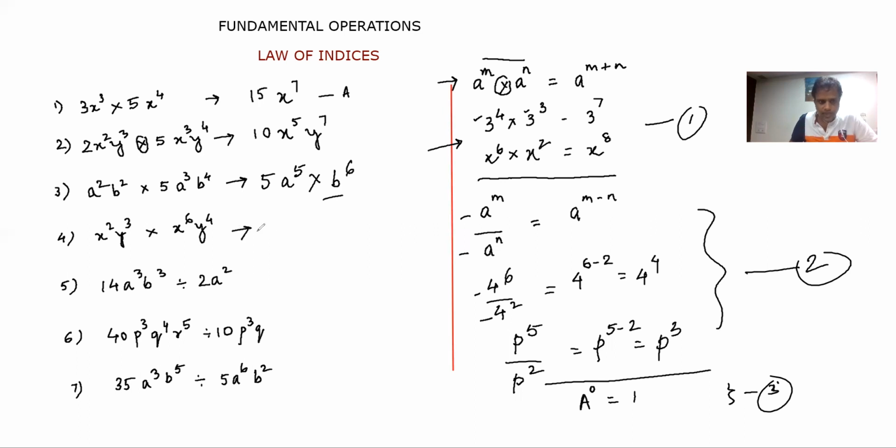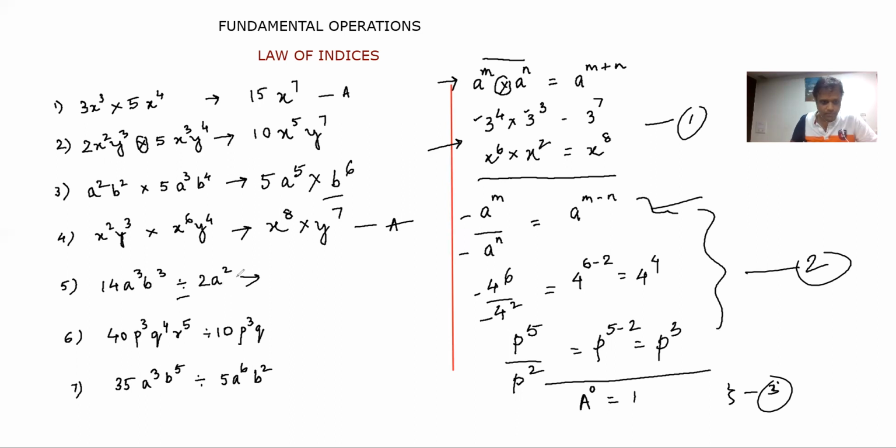Okay, here we go. x, again, multiplication, x square into x to the power 6. The powers will get added up. 2 plus 6, 8, into y. The powers will get added up. 3 plus 4, 7. Answer. Next one. This is a division, right? This is a division. So now we jump to this law.